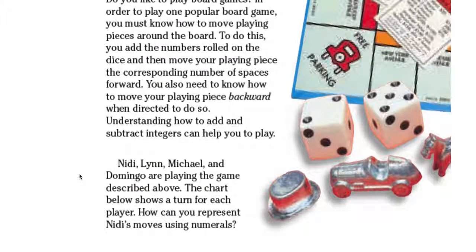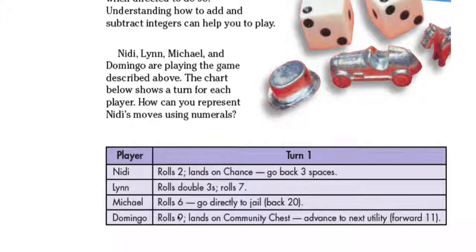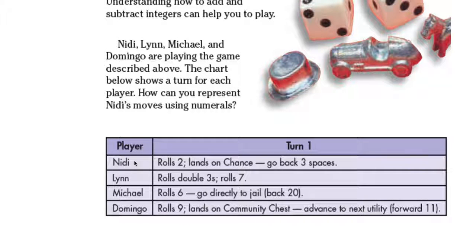So, Nidhi, Lynn, Michael, and Domingo are playing the game described above. The chart below shows a turn for each player. How can you present Nidhi's move using numerals? Okay, let's take a look. Nidhi rolls 2, lands on chance, go back 3 spaces. Lynn rolls double 3, rolls 7. Michael rolls 6, go directly to jail, back 20. And Domingo rolls 9, lands on community chest, advance to next utility, and forward 11. Okay? You can solve problems such as this one.